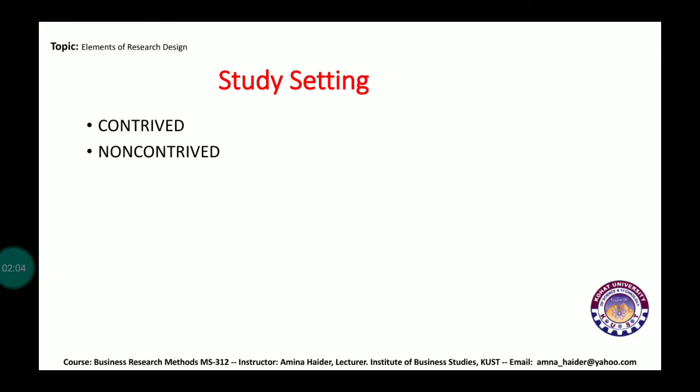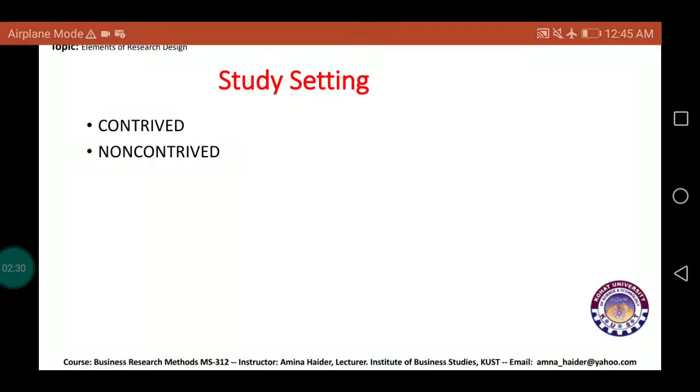A contrived study is also called a controlled setting, or in other words, we could also call it an artificial environment. So a contrived study involves creation of an artificial environment in which the events are strictly controlled. In a controlled setting, the independent variable is changed to see its effect on the dependent variable.